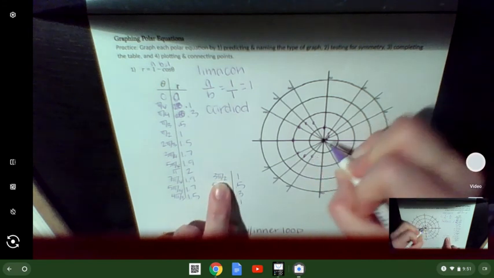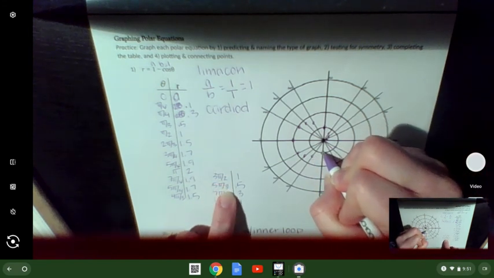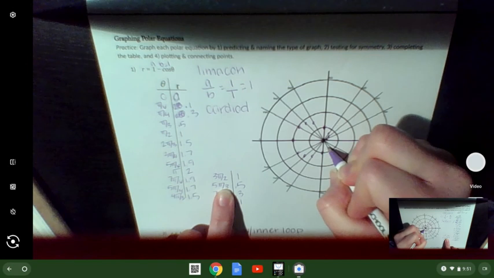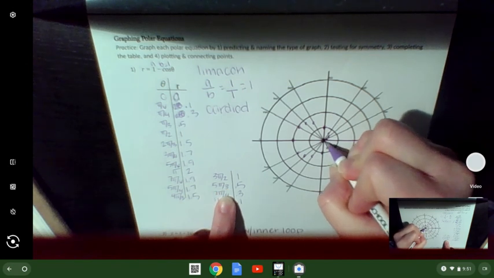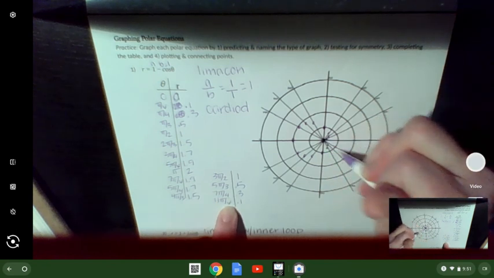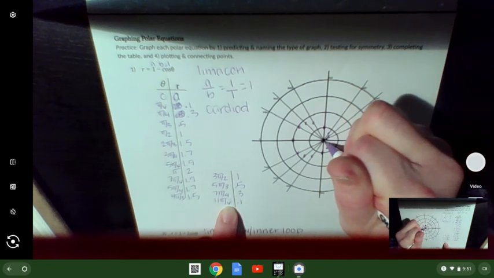See, we just did 4 pi over 3. 3 pi over 2, 1. 5 pi over 3, we are at a half. 7 pi over 4, 0.3. And 11 pi over 6, 0.1.